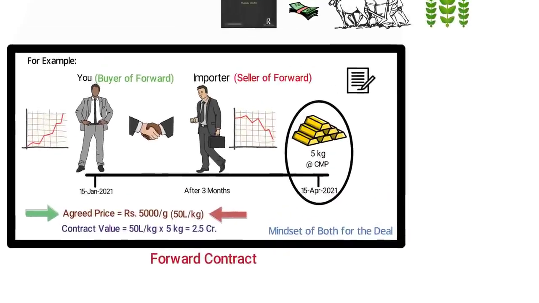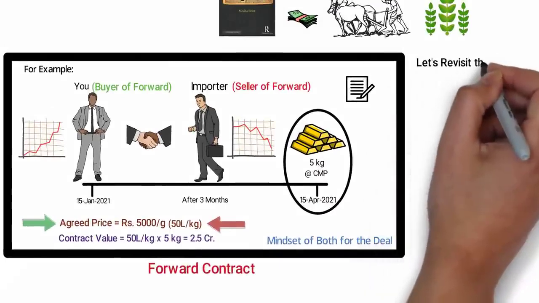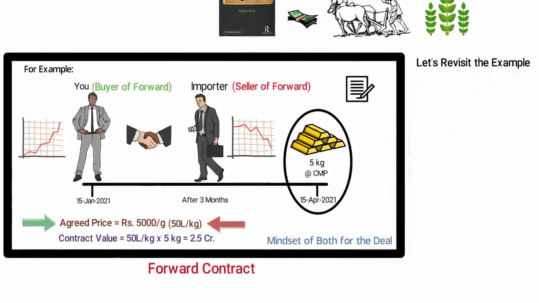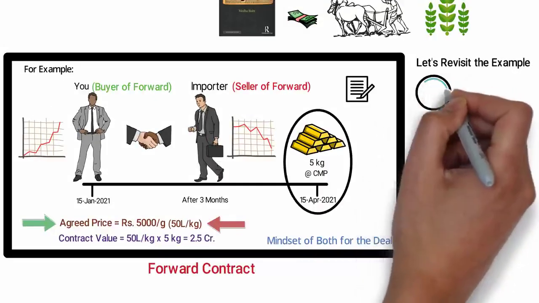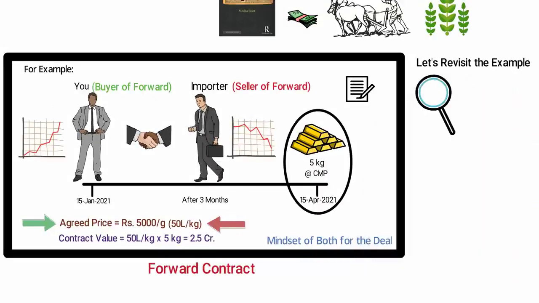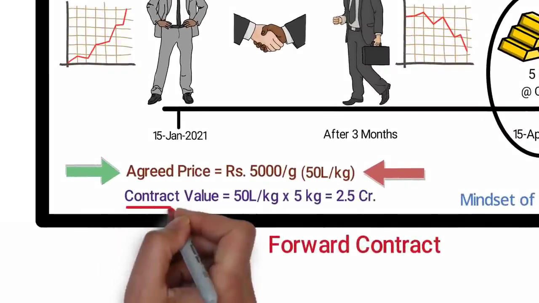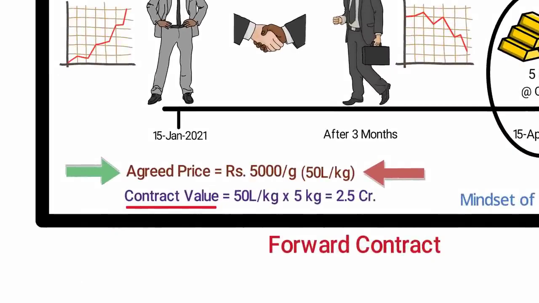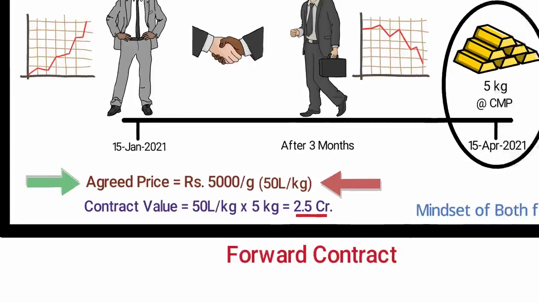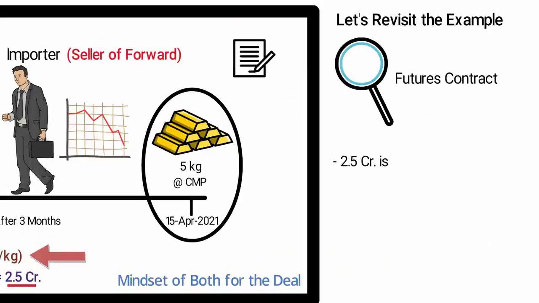So now let's revisit our previous example of the gold contract between you and the importer, and we will try to look at it through the lens of a futures contract. So if I talk about contract value, in our example, the contract value is 5 kg into 50 lakh rupees per kg. That is equal to 2.5 crore rupees. So 2.5 crore is the contract value.